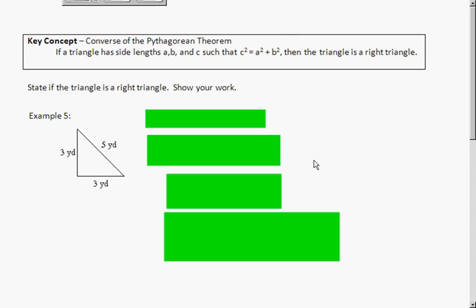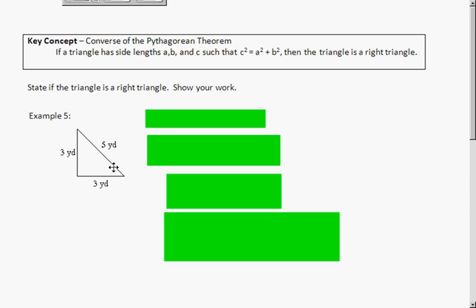In example 5, remember I mentioned that Pythagorean Theorem deals with right triangles. The converse is basically saying that if a squared plus b squared equals c squared, it is a right triangle. So when a squared plus b squared equals c squared, if they equal one another and balance out, you have a right triangle. If not, it is not a right triangle.